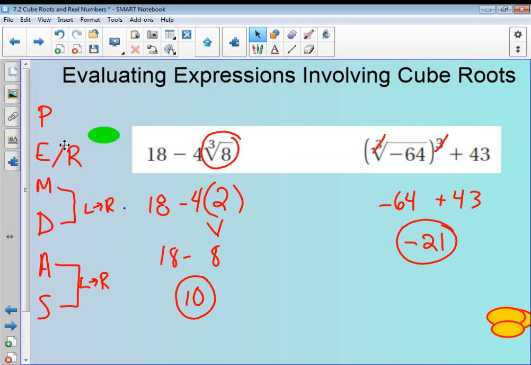All right, so you should have gotten 10 for the first one and negative 21 for the second one. Once again, don't forget, when you have no symbol between a number and a radical sign, it means that you are multiplying.